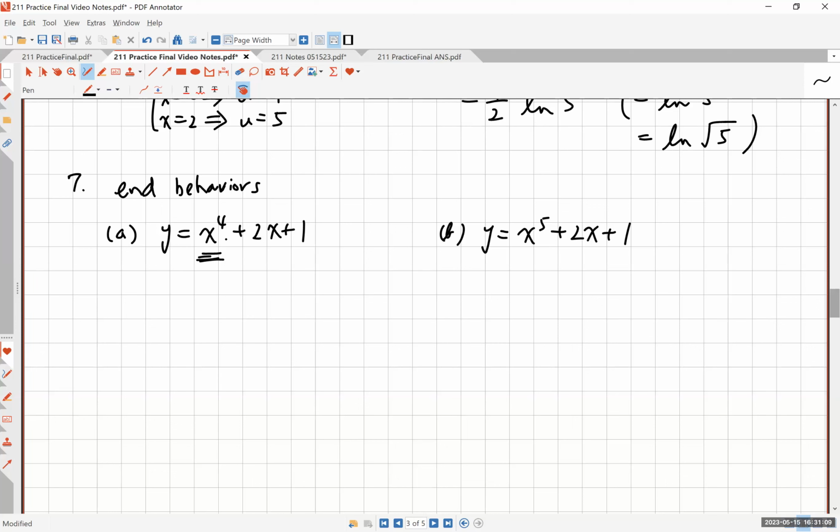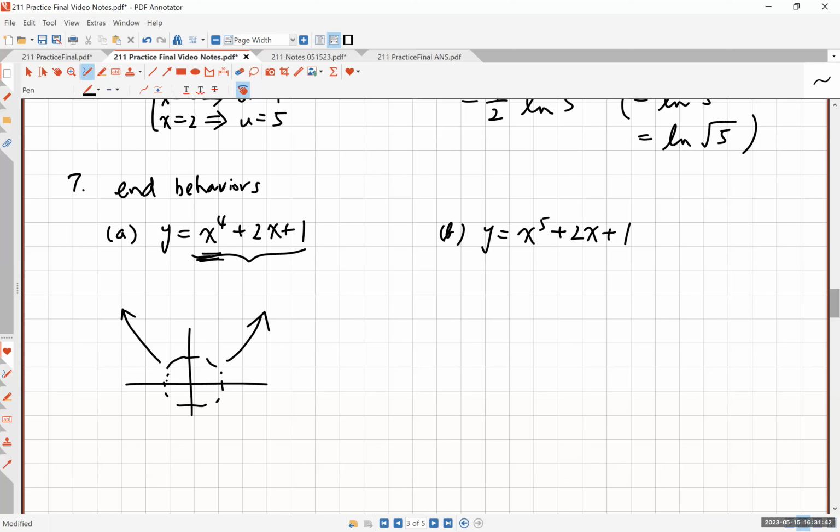X to the 4th. Well, it's an even function, so negative 1,000,000 to the 4th power is a positive number, right? So whatever happens close to the origin here, eventually the graph will go to positive infinity and positive infinity, regardless of whether x is approaching negative infinity or positive infinity. So as x goes to negative infinity, the function will go to positive infinity. And as x goes to positive infinity, of course, this whole expression goes to positive infinity.